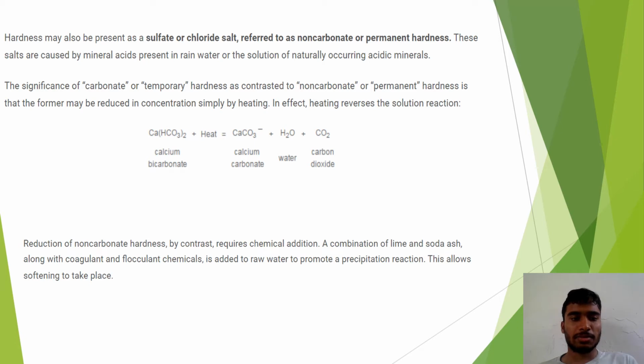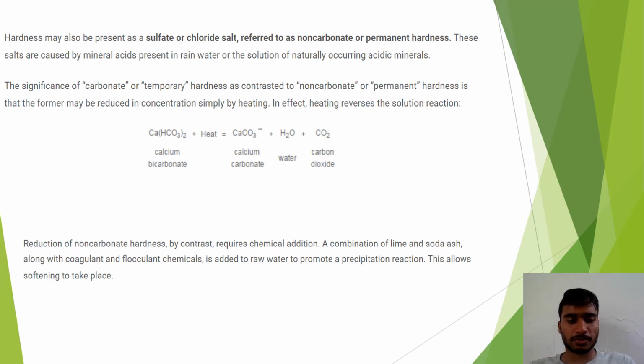Ca(HCO3)2 plus heat is equal to CaCO3 plus H2O plus CO2. That is, calcium bicarbonate, if it is heated, results into calcium carbonate plus water plus carbon dioxide. Reduction of non-carbonate hardness, by contrast, requires chemical addition. A combination of lime and soda ash along with coagulant and flocculant chemicals is added to raw water to promote a precipitation reaction. This allows softening to take place.